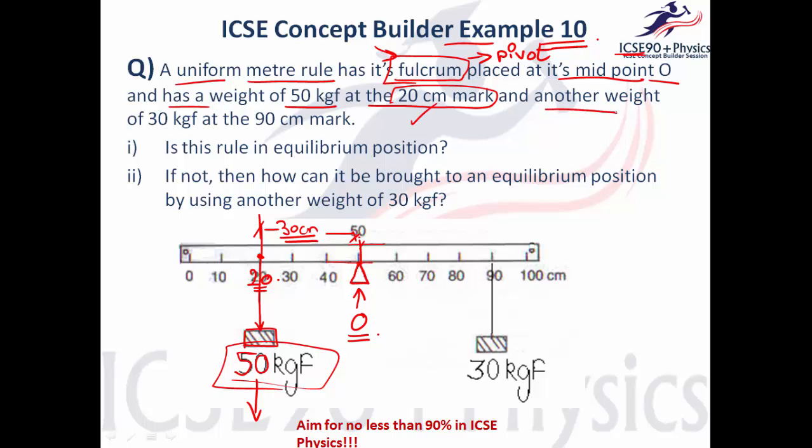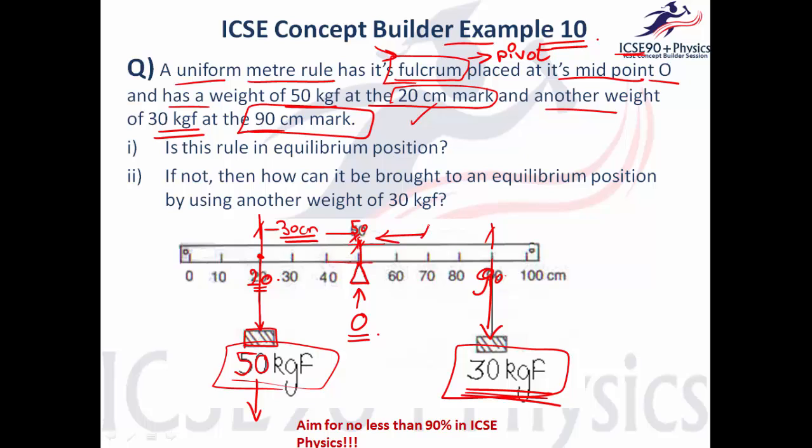And it has another weight of 30 kgf at the 90 centimeter mark. Again, what does this indicate? The moment you see the 90 centimeter mark, it simply means that this weight of 30 kgf acts at a perpendicular distance of 90 minus 50, which is nothing but 40 centimeters, from the central pivot point O. And we are asked, is this rule in an equilibrium position?